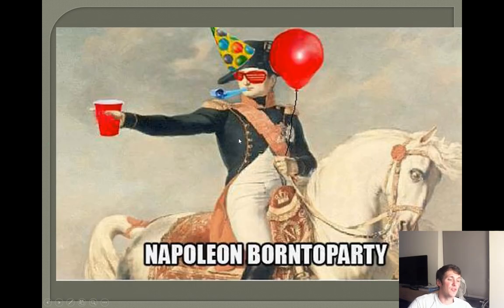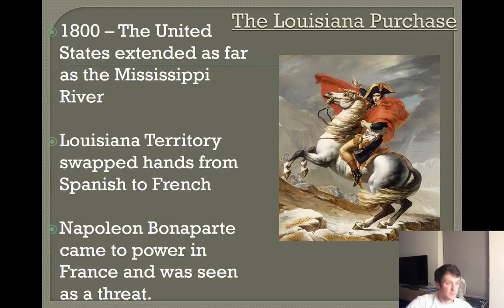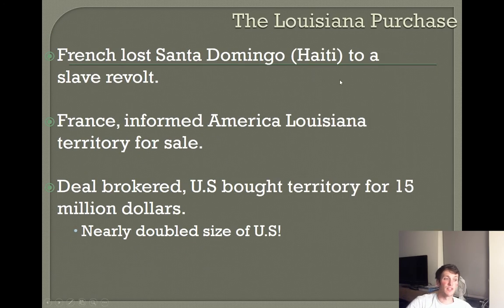I just like to have this one up here because it's kind of funny. You're going to have Napoleon coming to power in France, right? Napoleon born to party. I just find this picture hysterical. So he's going to need money for his wars in Europe. So he's going to sell the Louisiana Territory to the Americans. And he's going to basically sell this in what's known as the Louisiana Purchase.